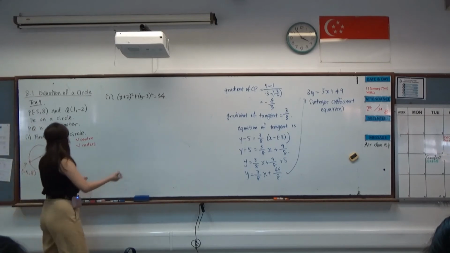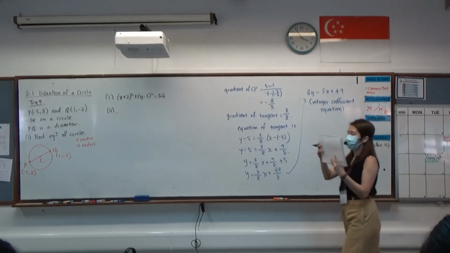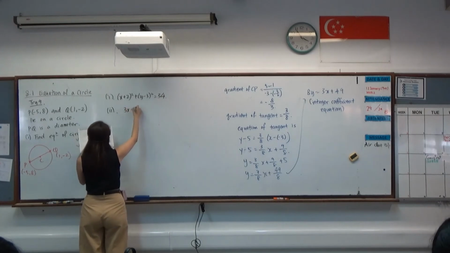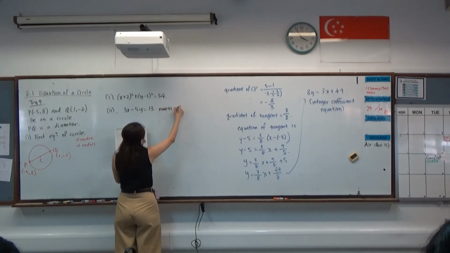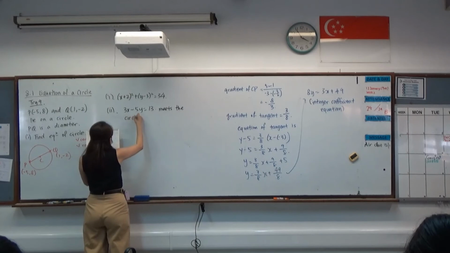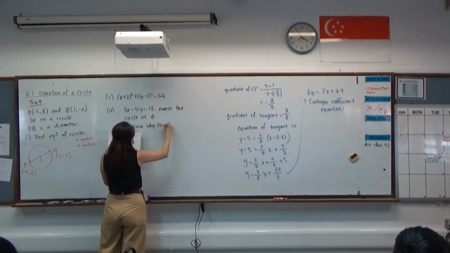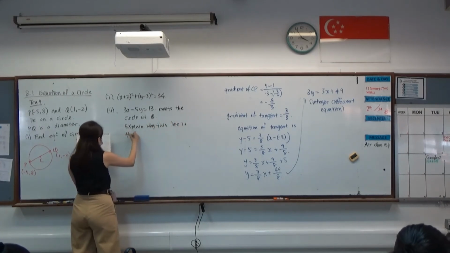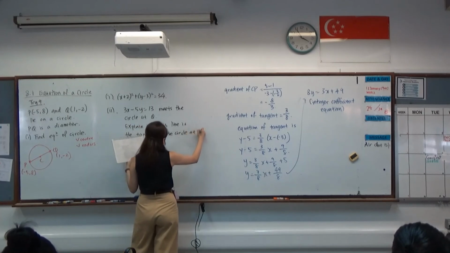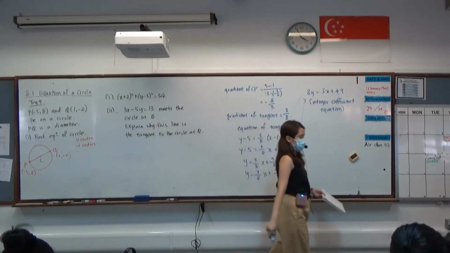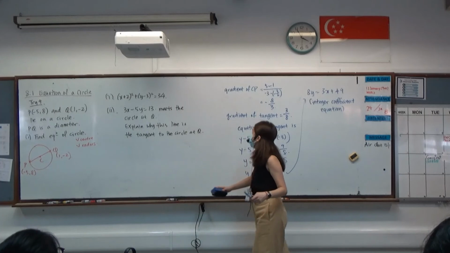Okay. The average. So in part 2, you are given that the line 3x minus 5y equals 13 meets the circle at Q. Explain why this line is the tangent to the circle at Q. Okay, so how would you go about trying to verify that it is a tangent? What will you think of? Zhen Quan, what do you think?